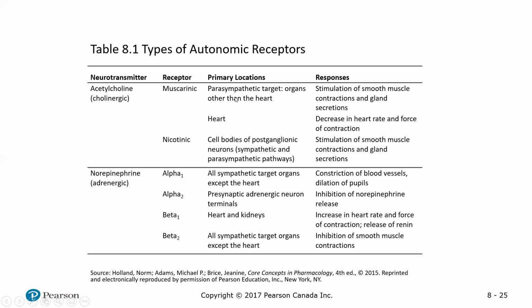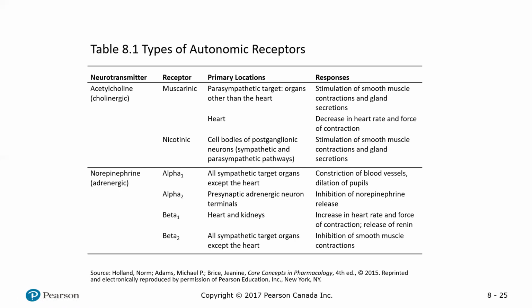If you remember that picture again, parasympathetic stimulates the gland secretions, stimulates the saliva, and also decreases the heart rate. They slow the heart and the force of contraction in the heart. If the acetylcholine is acting on the nicotinic receptor, it will act on the cell bodies of postganglionic neurons, sympathetic and parasympathetic pathway. They do the same thing: stimulation of the smooth muscles, contraction and gland secretions.